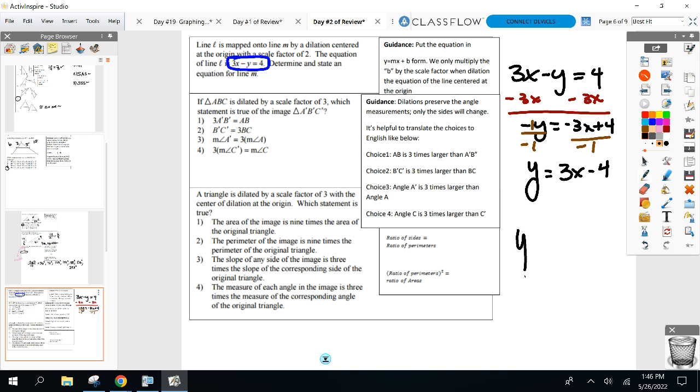So we already know the new line is going to have an equation y equals 3x and something else, because dilated lines remain parallel, so their slopes are equal. Now, how do I find the new y-intercept? Use the scale factor, 2. It's getting twice as far away, or multiply it by 2. Our new y-intercept is minus 8.